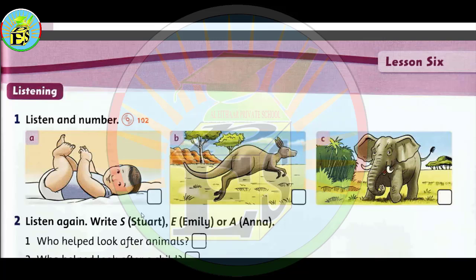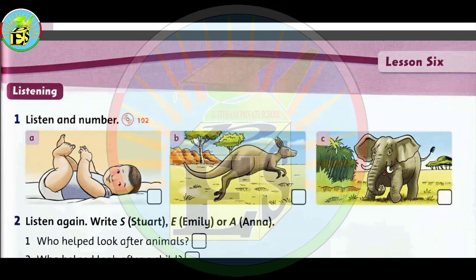Number 2 is given for this picture A. Emily was talking about her little brother. So write number 2 inside this empty square. And the last one is number 3, which is given to picture C.